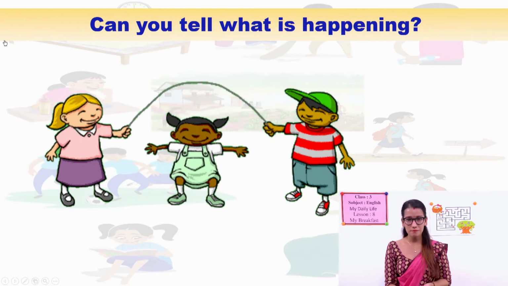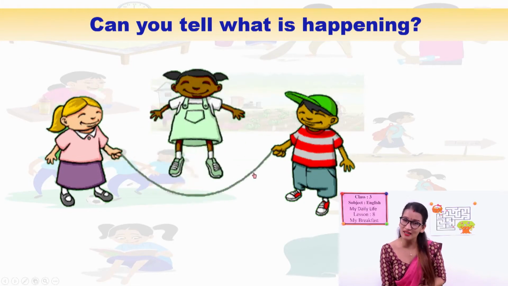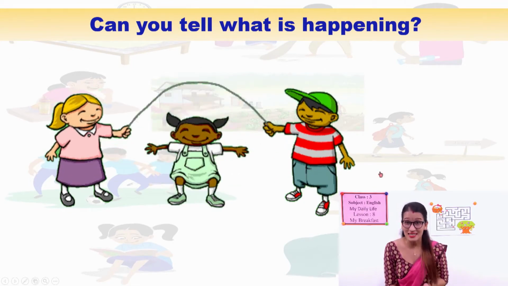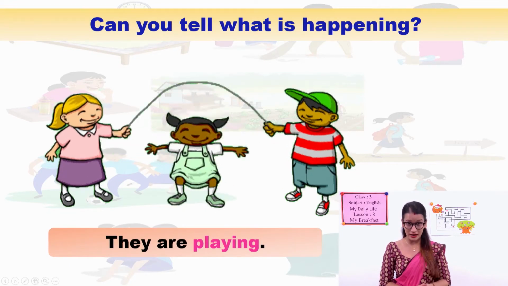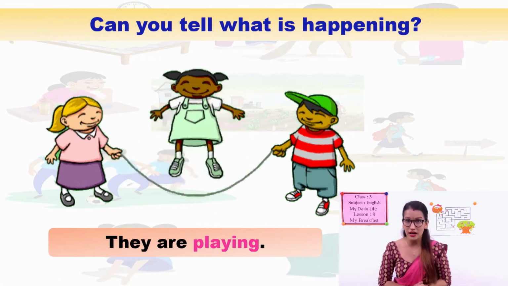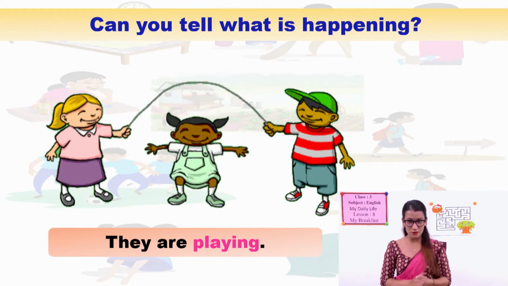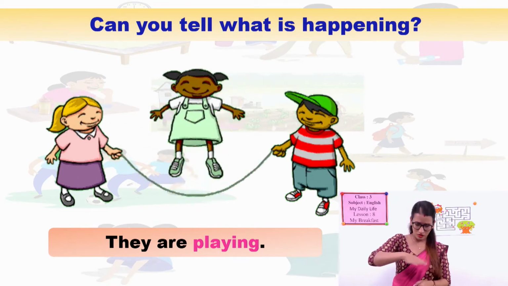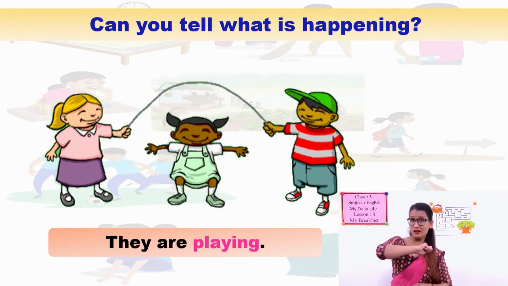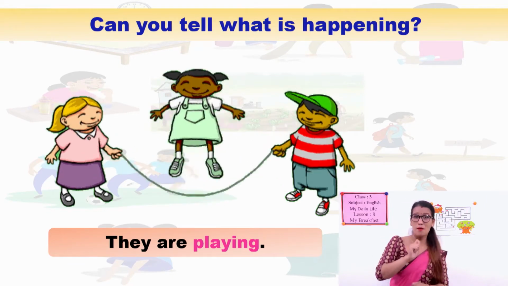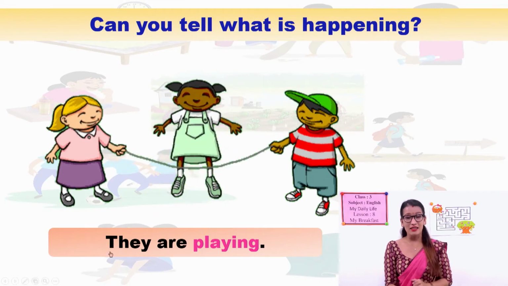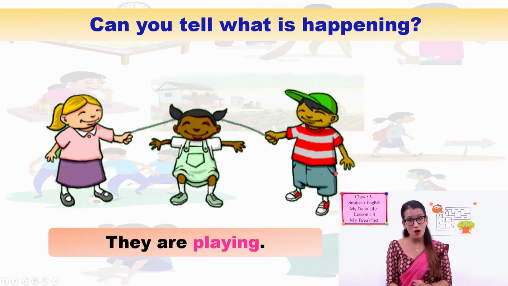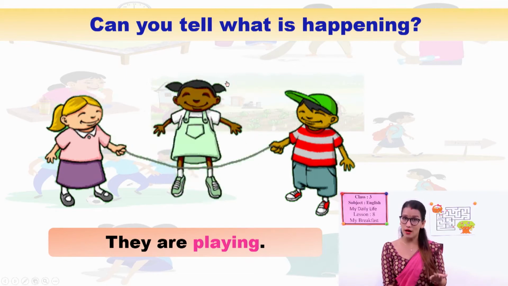Okay. Look, what are they doing? Can you tell me? Exactly. They are playing. Yes, playing. Can you act like you're playing? Yes, very good. I'm playing a ball. I'm playing. What game is it? Badminton. Good guess. Okay. They are playing. Yes. Okay. Now let's see what we have got next.